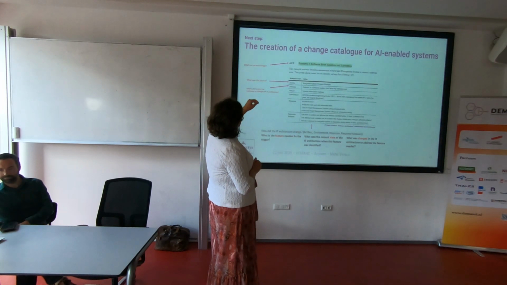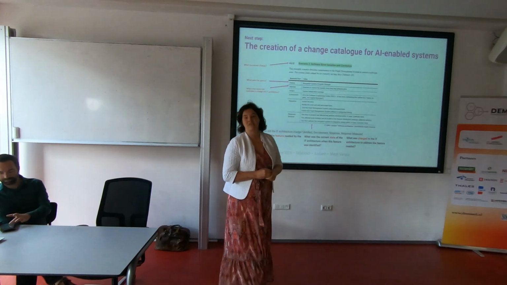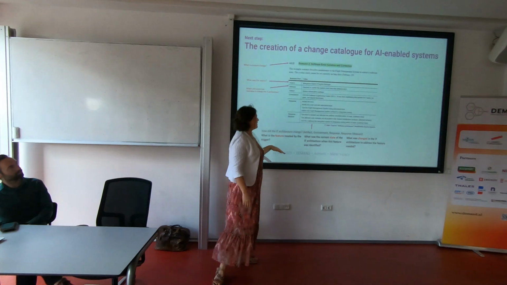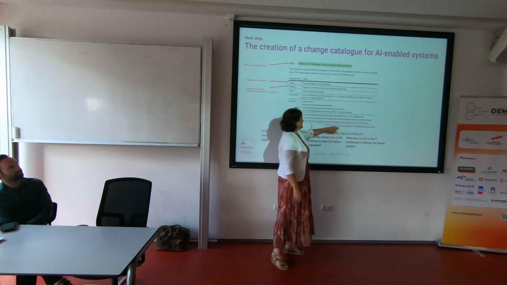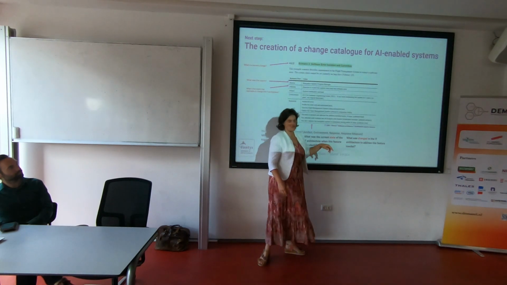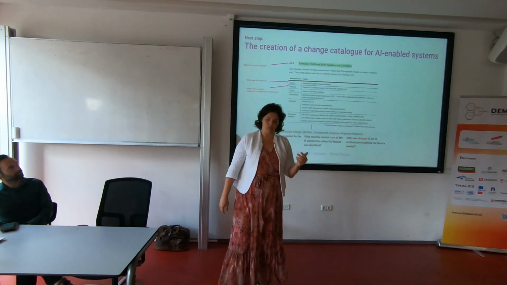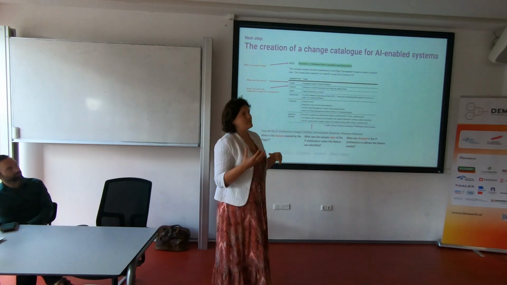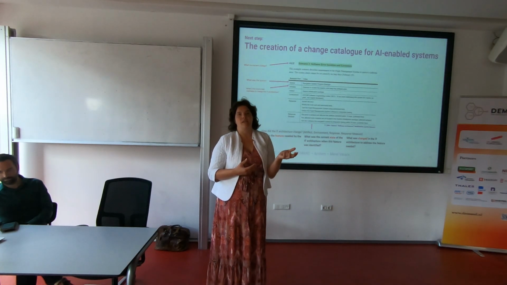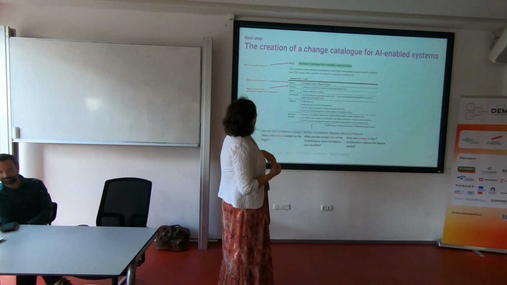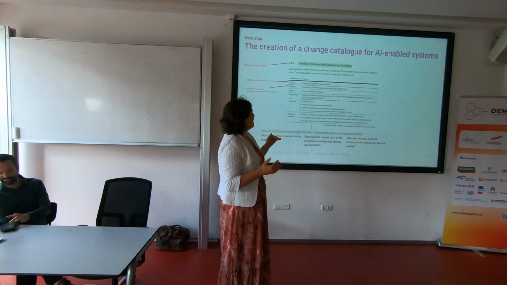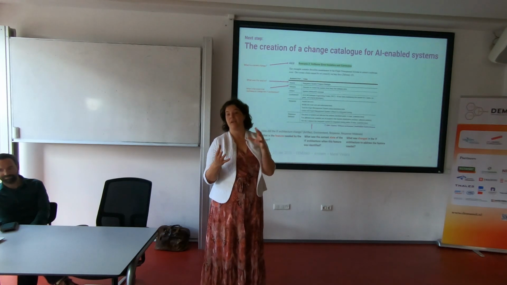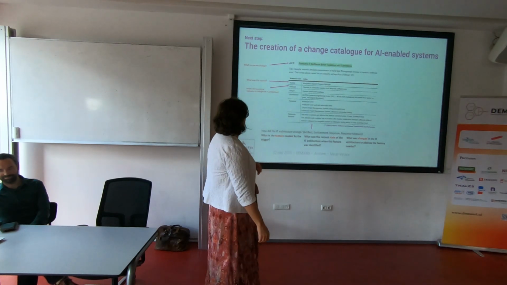So the next step is a creation of a change catalog. A lot of work has already been done in that part. In software engineering, you have a software architecture handbook written, among others, by Kasman, and they defined quality scenarios. And I'm currently extending that body of knowledge with modifiability for AI-based systems, how to describe it.